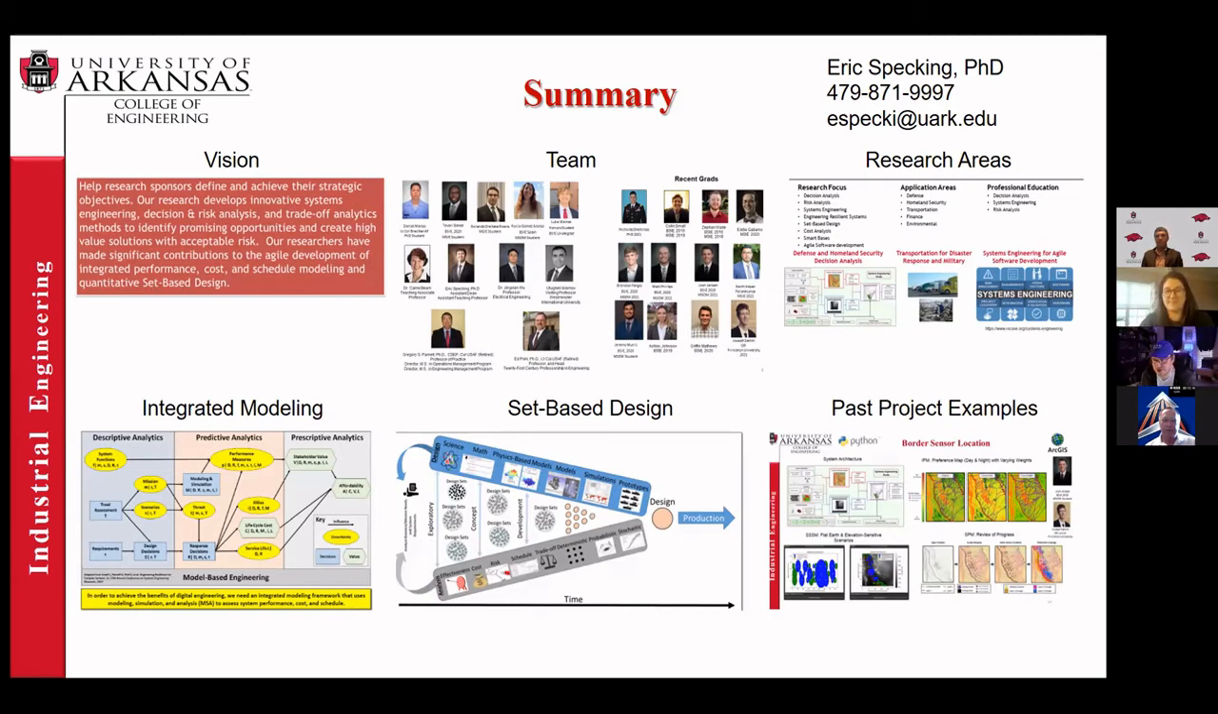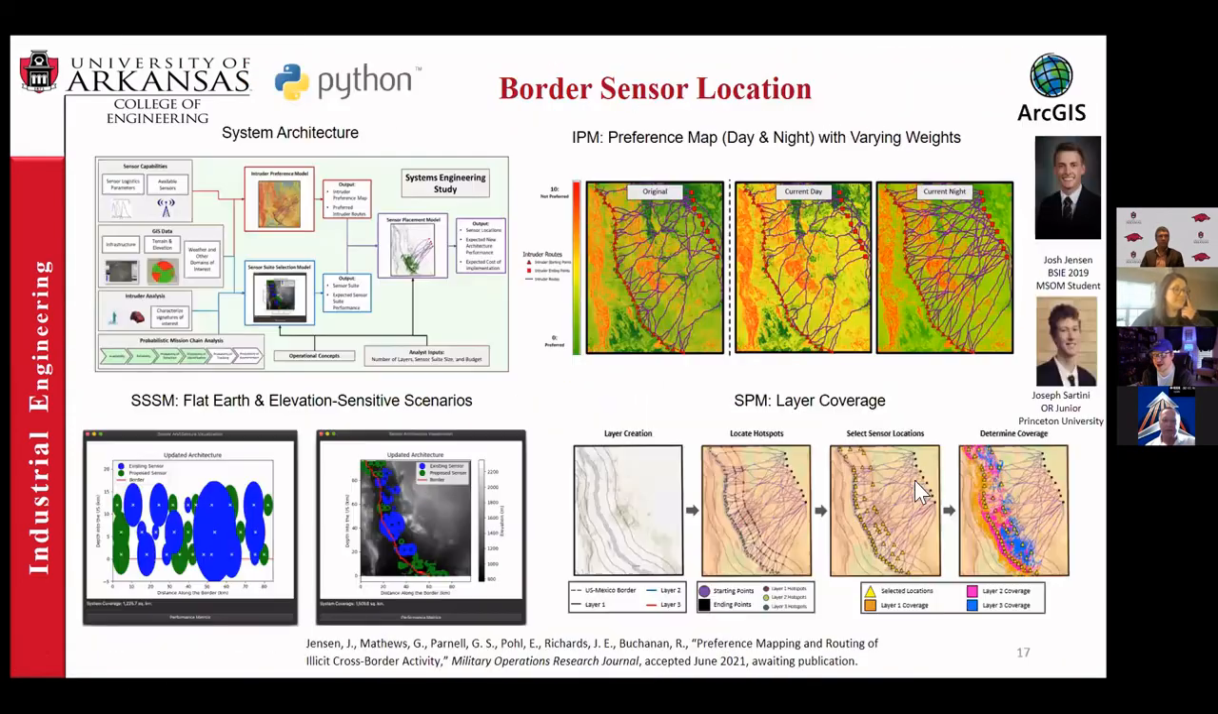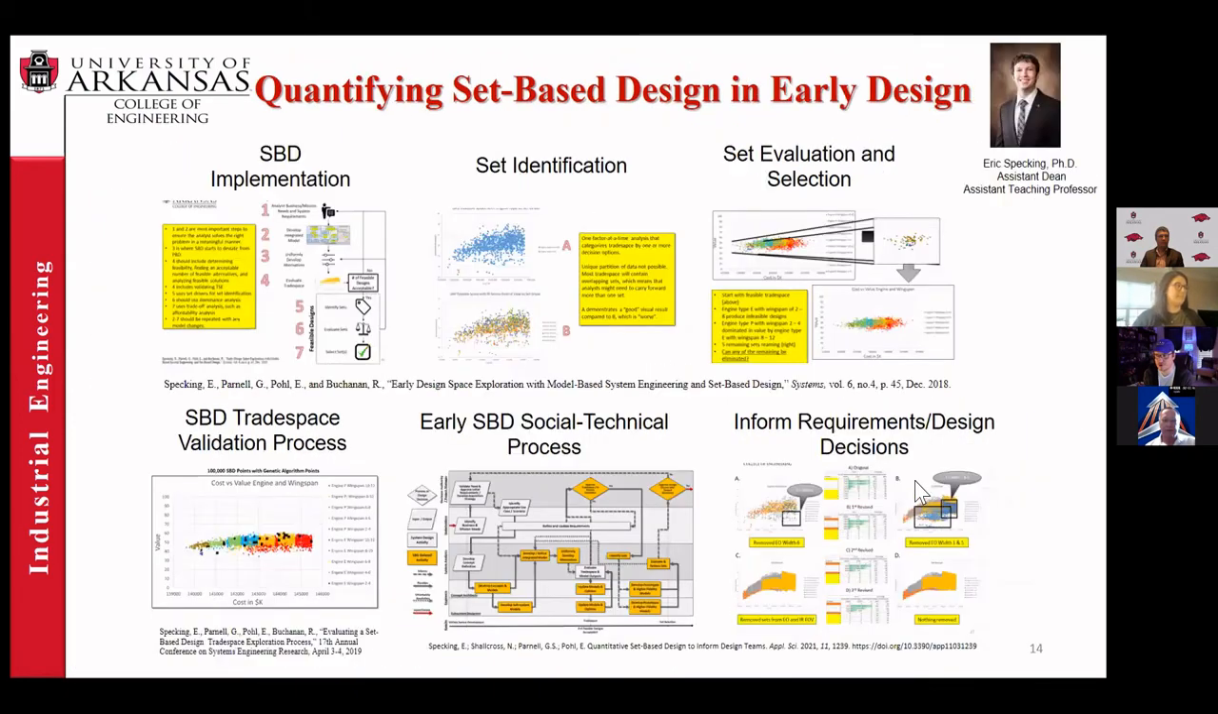Hey, Dr. Specking, I have a question for the set-based design work. One of the slides was walking through the process and it said, identify the sets. It makes sense to me how to cluster things if the axes are already known, so if I already know how to characterize the sets. But how do you come up with the way to characterize those sets? How do you come up with the axes?